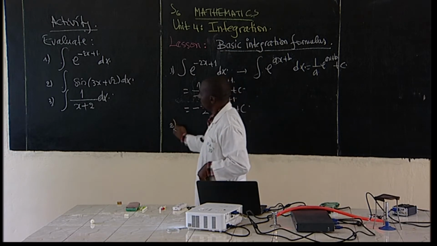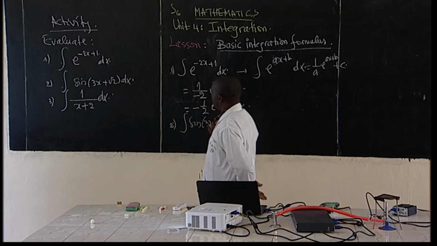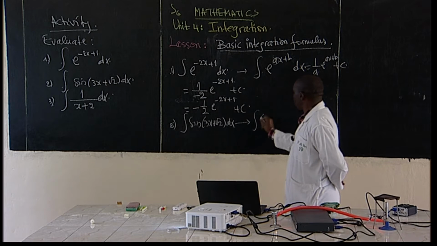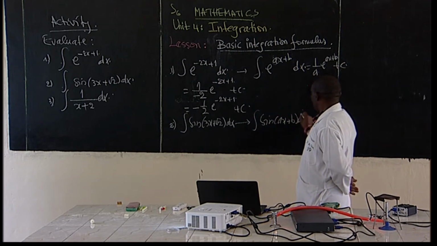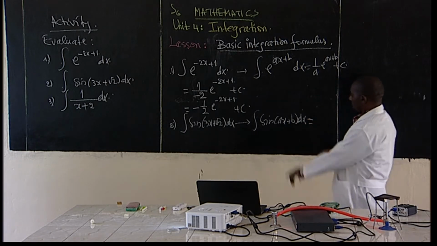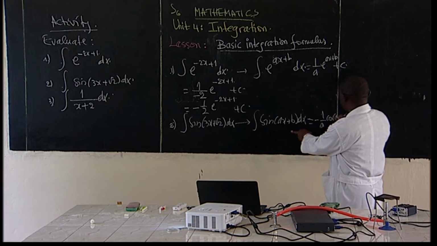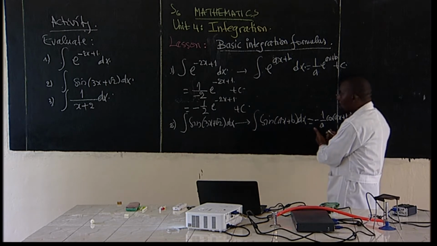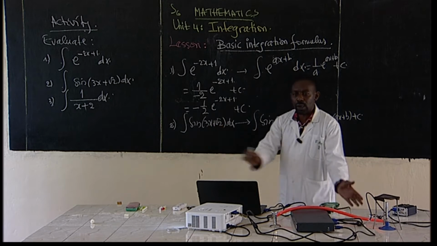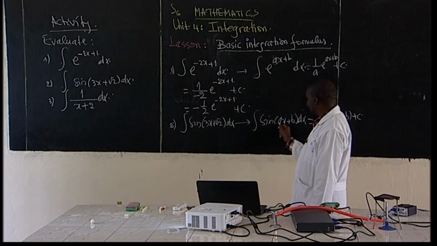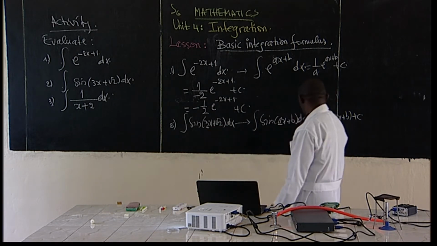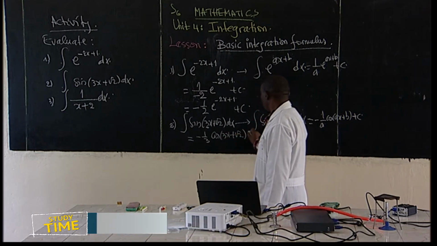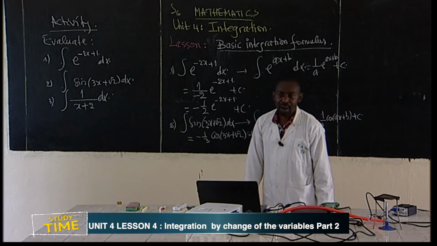Very nice. Number 2, we have the integral of sine of 3x plus root of 2 dx. This integral looks like the integral of sine ax plus b dx. Remember, this is minus 1 over a cosine ax plus b, then plus c. It's up to us to recognize the value of a from this formula in that one. If I compare both integrals, it is obvious that a is equal to 3. Therefore, I'll have minus 1 over 3 cosine of 3x plus square root of 2, plus c. Are we together? Very nice.